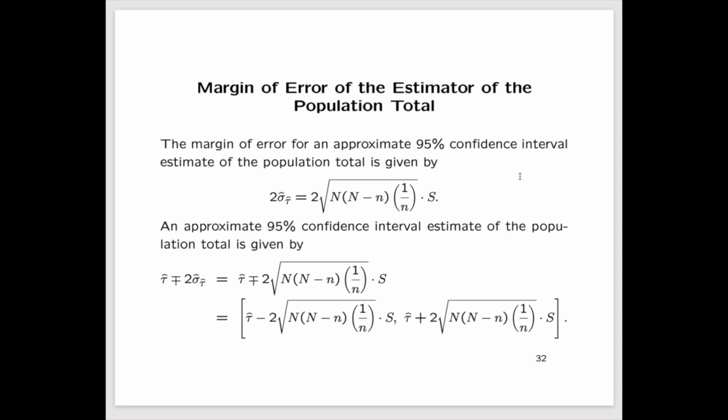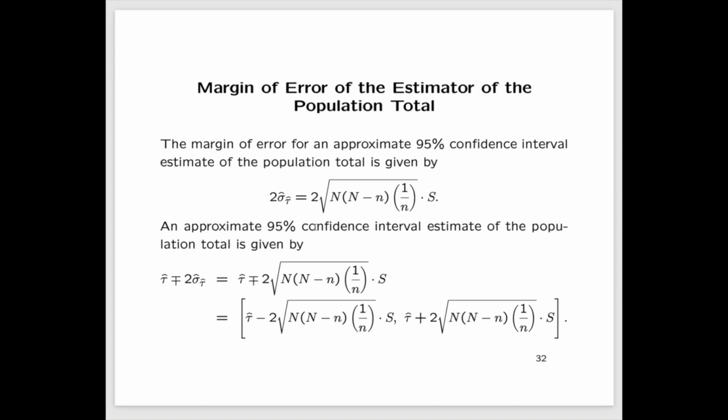Now, once we have the estimated standard error of tau hat, we can use that to come up with the margin of error for an approximate 95% confidence interval estimate of the population total. All right, and so this is the estimated margin of error for an approximate 95% confidence interval. So, in other words, this is the margin of error associated with tau hat. All right, so 2 times the estimated standard error of tau hat, or 2 times the square root of cap N times cap N minus 1 times 1 over little n times the sample standard deviation, which again is outside of the square root sign.